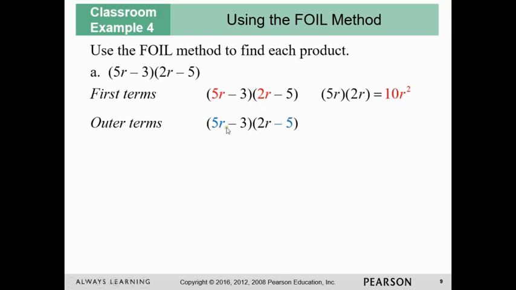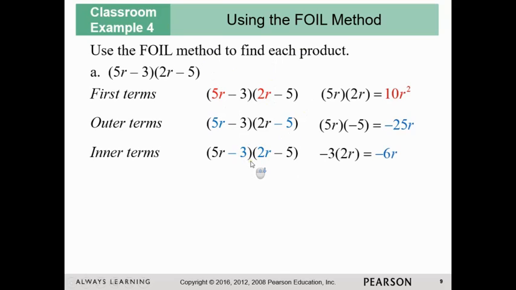Then we'll deal with the outer terms, which are 5r times minus 5. So 5r times minus 5 is negative 25r. Then we'll handle the inner terms, which is negative 3 and 2r. So negative 3 times 2r is negative 6r. And then the last is negative 3 and negative 5. So negative 3 times negative 5 is positive 15.